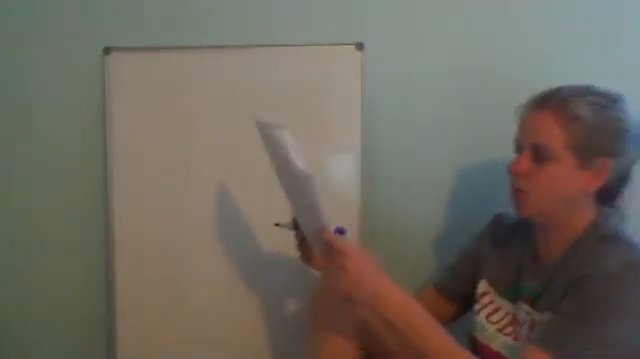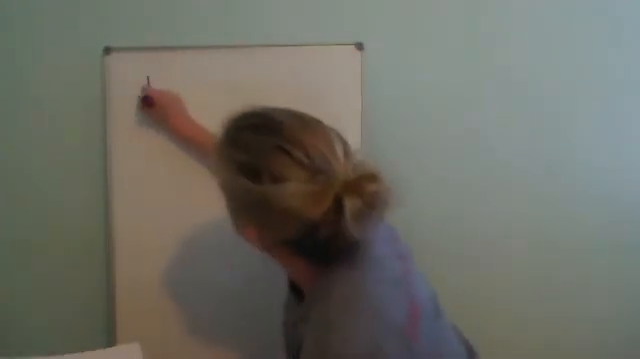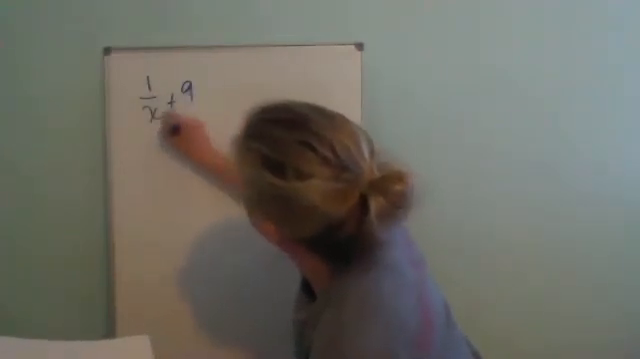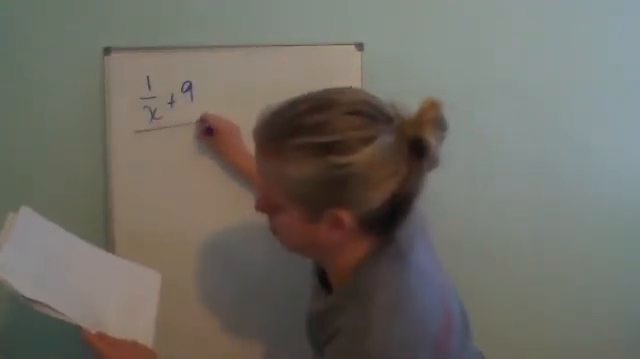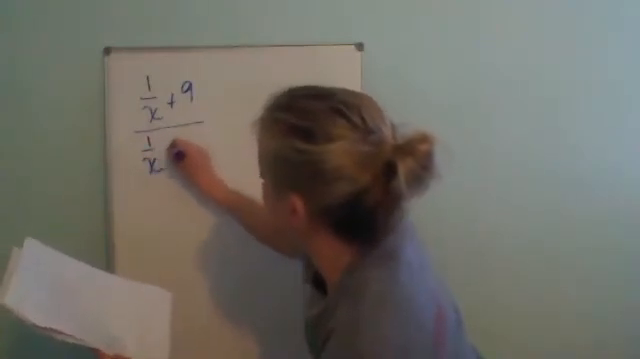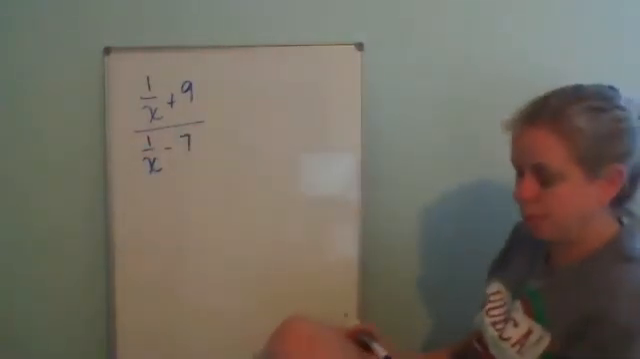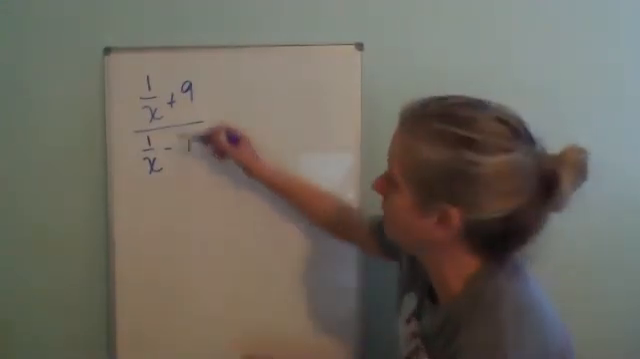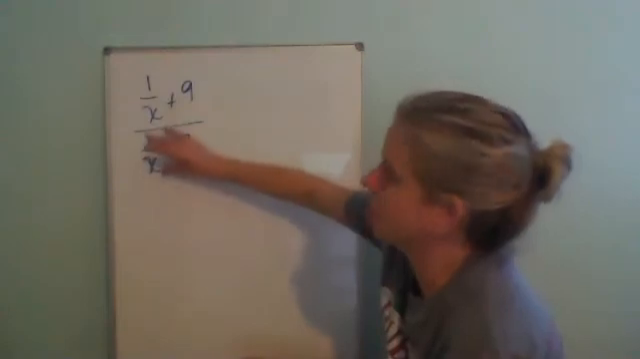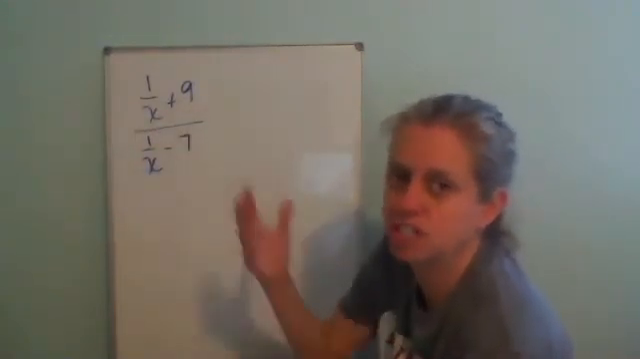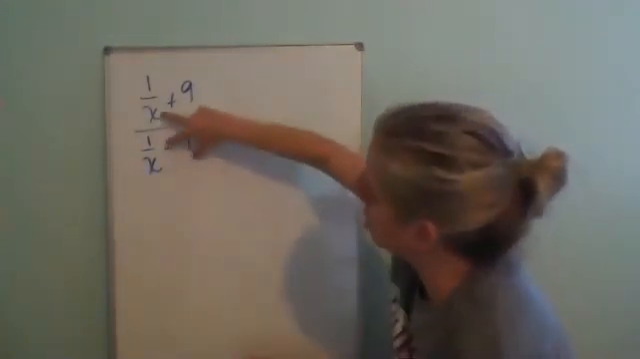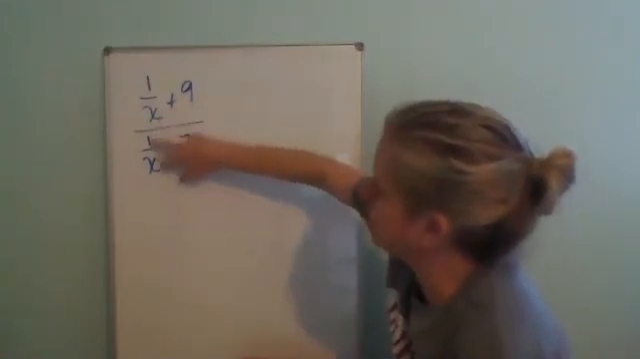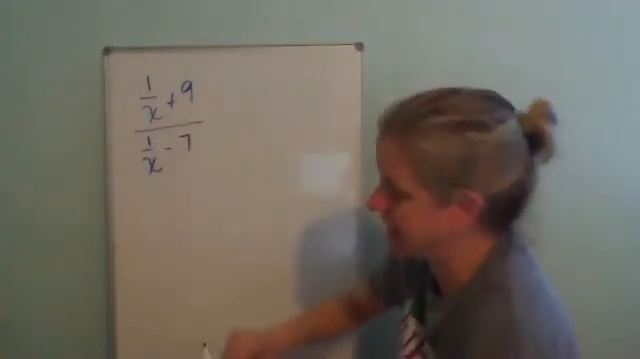Okay, moving on to number 18. It's another simplifying a complex fraction. You've got 1 over x plus 9 over 1 over x minus 7. Okay, so this problem looks harder than it is. So the first thing you're going to do, the thing is, in math, they don't like to have a fraction in the top and the bottom. It just wants it to be more simplified than that. So if you'll notice, the common denominator between these two, the top and the bottom, is that x.